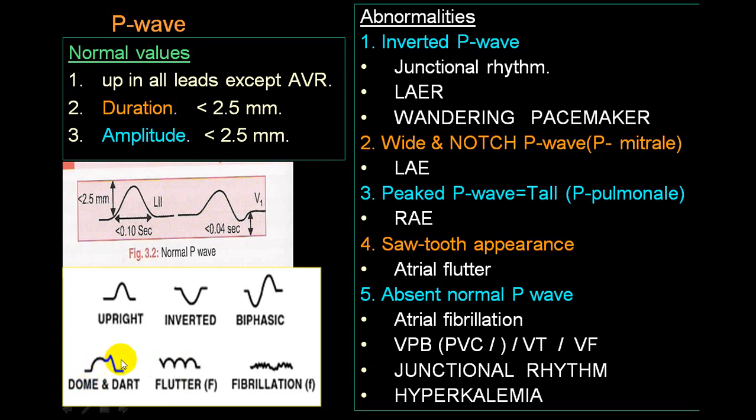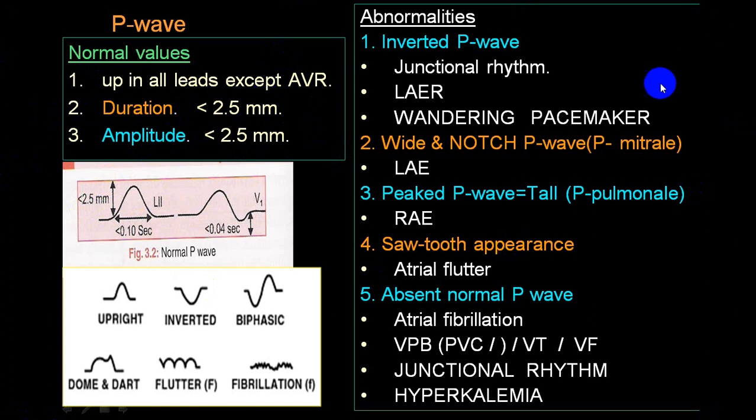If you have a dome and dart shape, it is very common with bilateral enlargement. And if you get a sawtooth appearance, it is common in flutter. And if you get an F wave, or fibrillatory wave, it is common in fibrillation. Now here we have given some examples. The duration is 2.5 small squares, or 0.1 second, and amplitude is 2.5 millimeters.